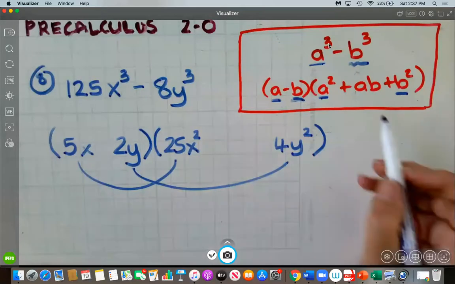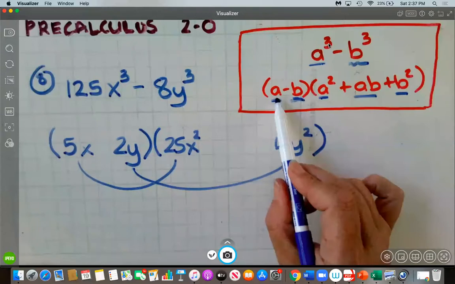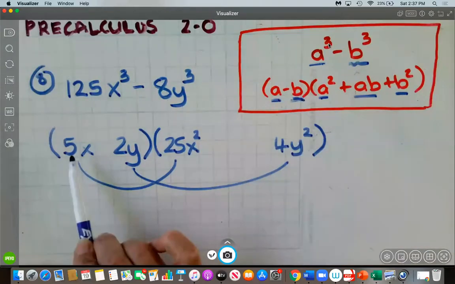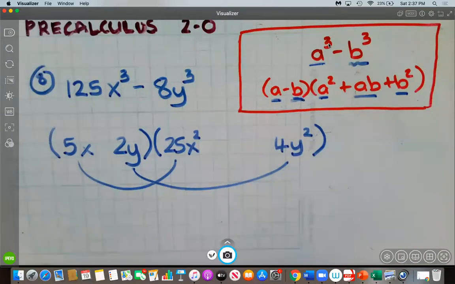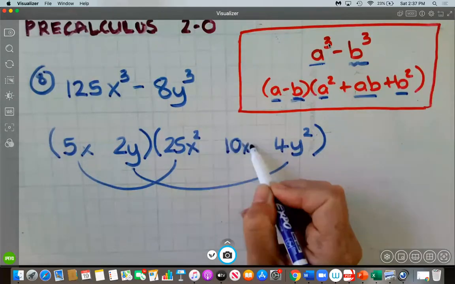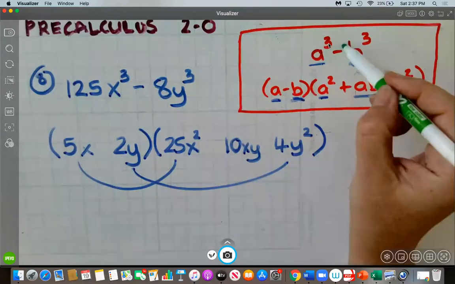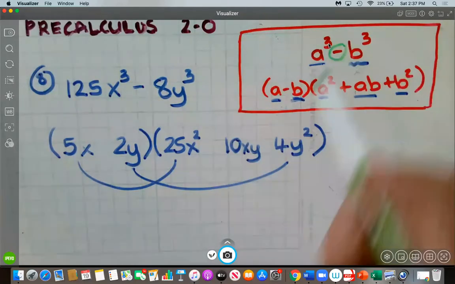Then to find your middle term, it's just a times b. So you take this term multiplied by that one, which in this case is 5x times 2y, and that would give you 10xy. Then you're going to look at your signs, and you're starting with minus in the middle there.